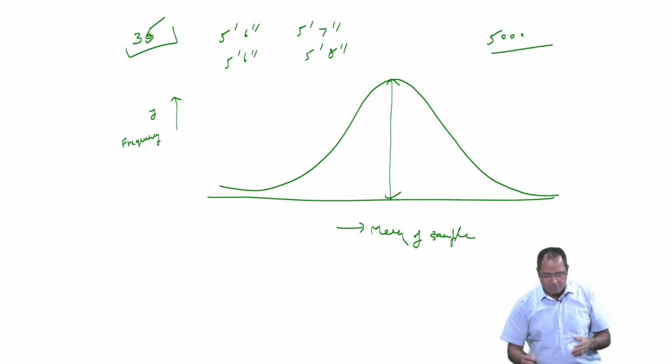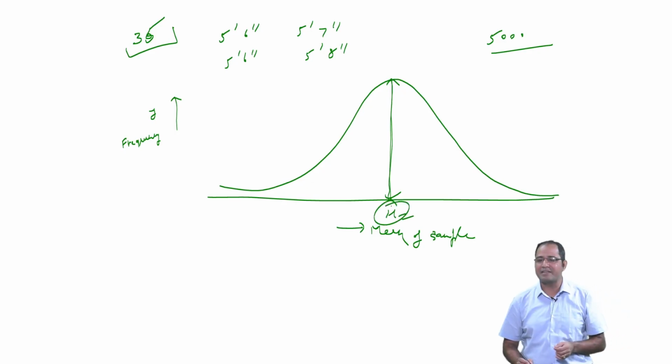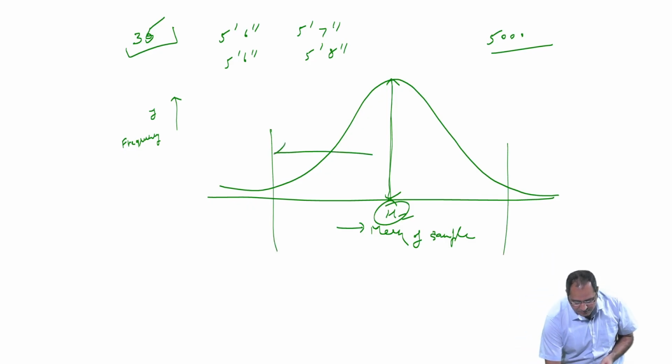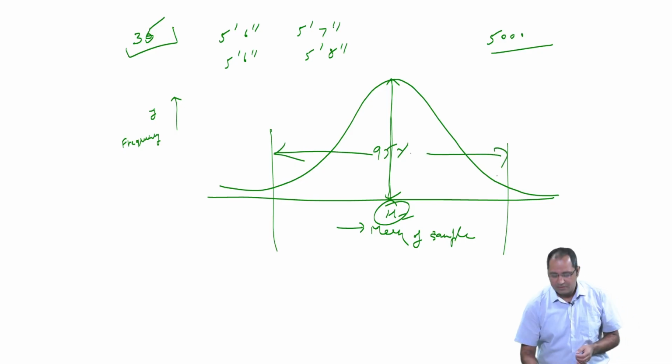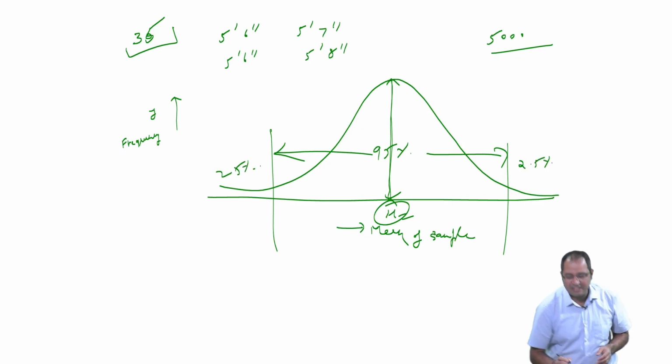It is a normal distribution where the peak would be the population mean. Mu is the population mean, and most of these values will be within the 95%. On the tails, it is 2.5% each.